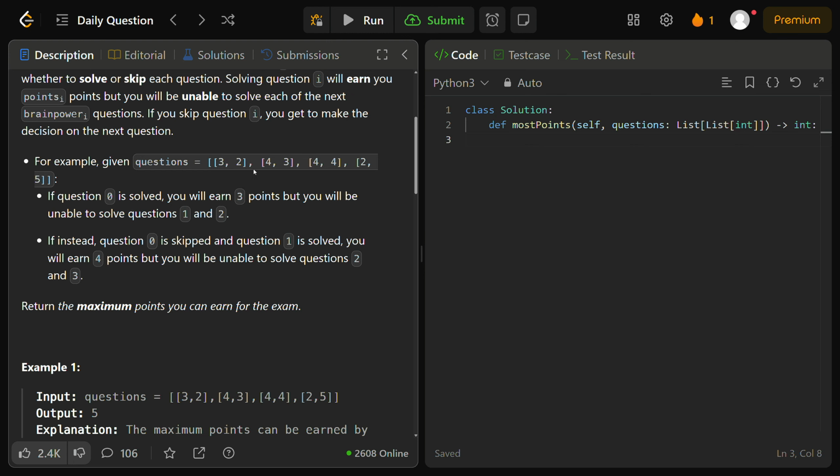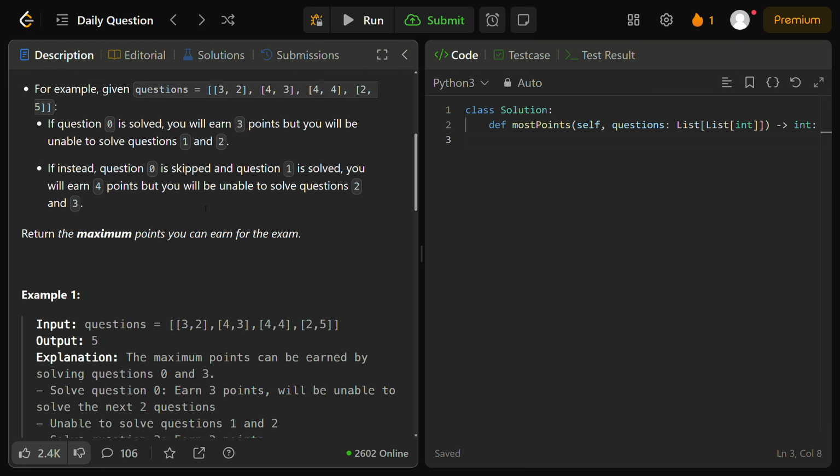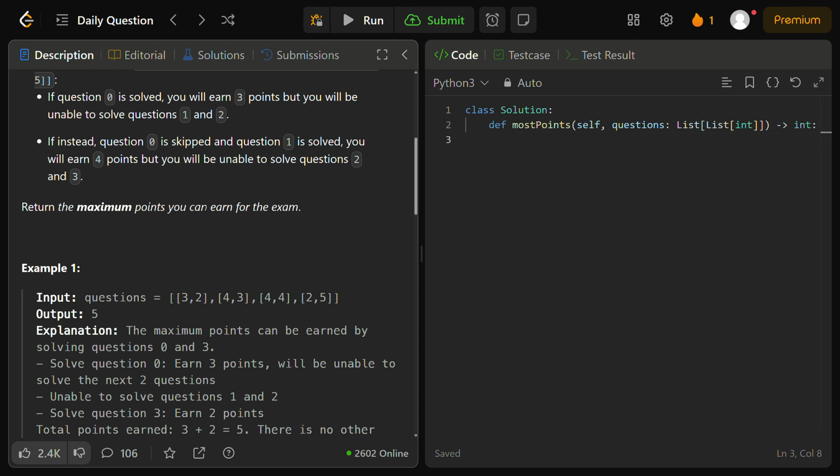Then we would solve question 1, the directly next question. We'd get 4 points, but then we'd have to skip the next 3 questions, right? We'd be unable to solve questions 2, 3, and technically 4, but since we don't have a question 4, basically just the last 2 questions. Because keep in mind, this is question 0, not 1. Now, we want to return the maximum points that we can earn for the exam, and that's, of course, going to be our output. So let's go ahead and look at the examples here.